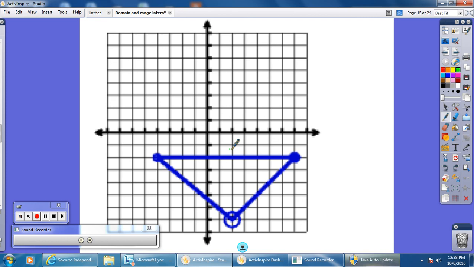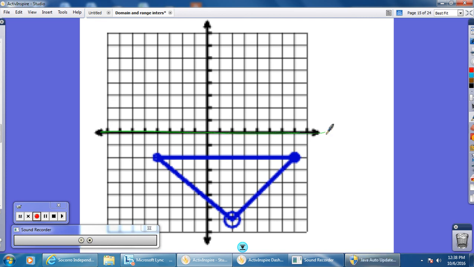Now for the answer. The domain. Here's my domain. I'm coming in from the left. I hit right here, crossing my x-axis. I have a solid circle. I'm going to keep going. I end right here, and it's a solid circle.